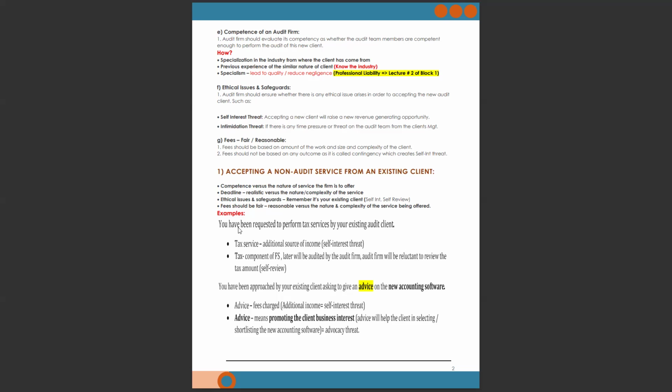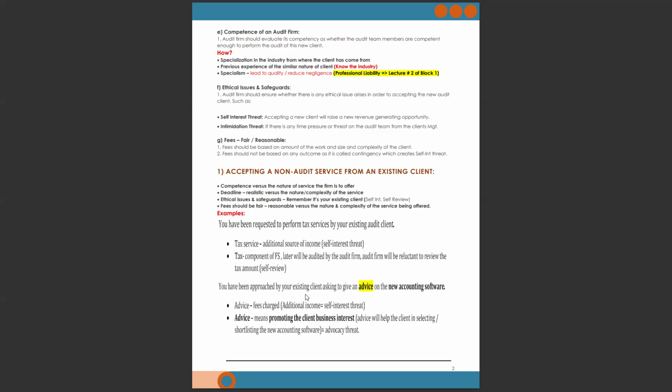There are two examples for you. You have been requested to perform tax services by your existing audit client. Tax service is an additional source of income, so there is a self-interest threat. Tax is a component of the financial statements, which will later be audited by the audit firm. The audit firm will be reluctant to review the tax amount, so it results in a self-review threat. I have just explained these things here.